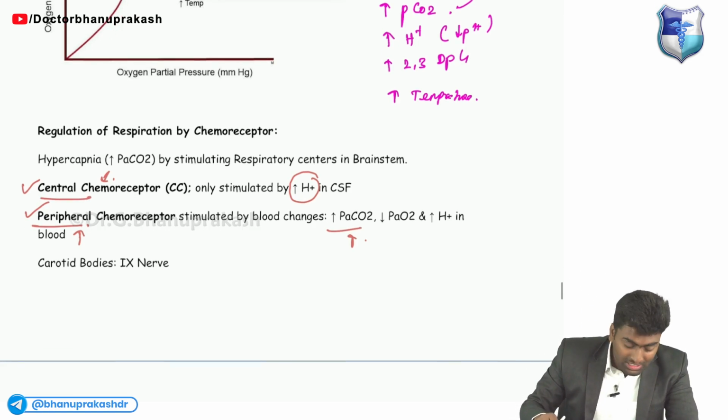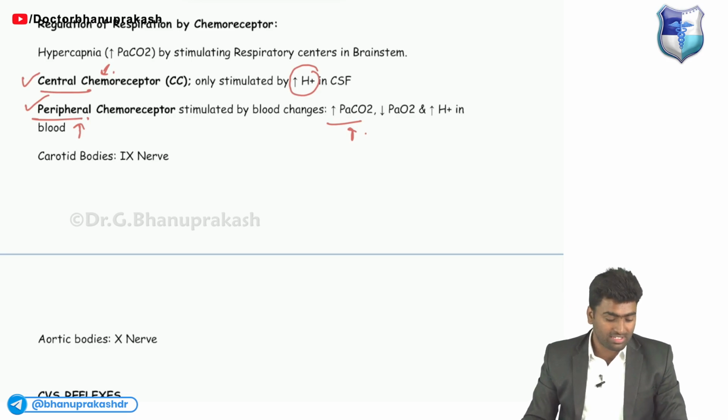And we know the peripheral chemoreceptors are located in two places. They are known as the aortic body. Yeah, that is the pre-Bötzinger complex, that is a different entity, that is for the respiration part.